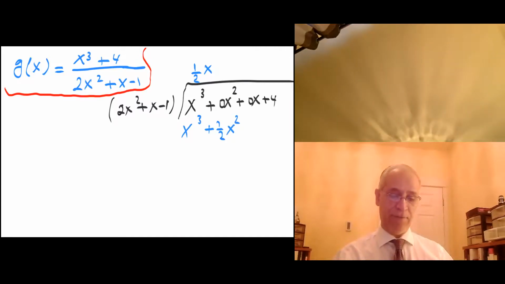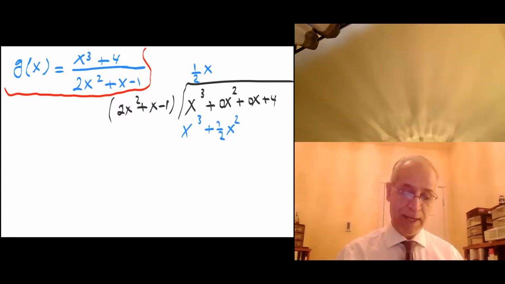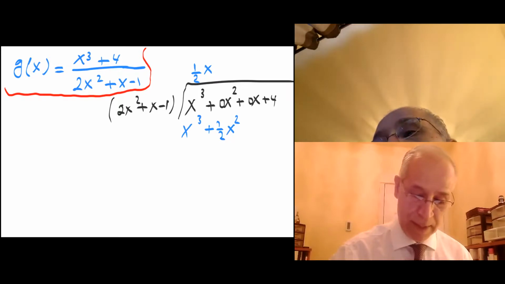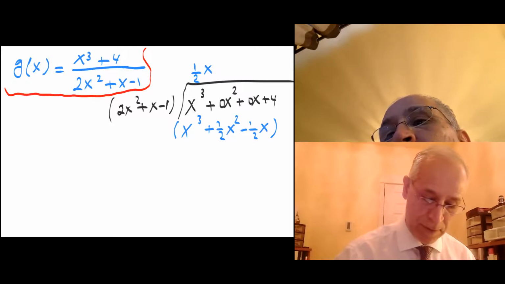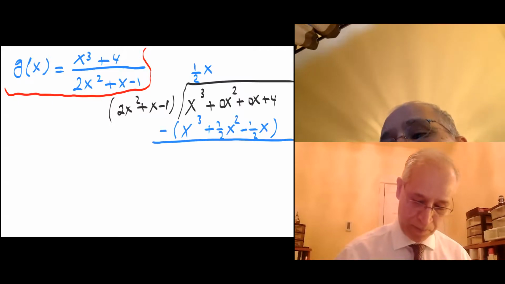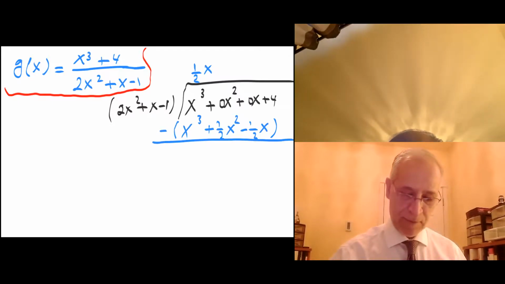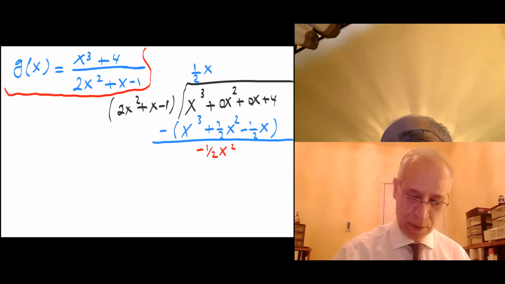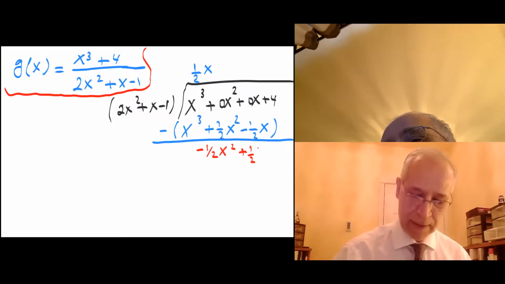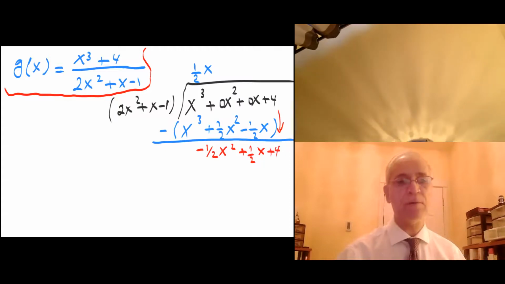And 1/2 x times -1 gives me -1/2 x. So if I subtract this now, this gives me nothing. Then I have -1/2 x to the second plus 1/2 x. And I'm going to bring this 4 down, plus 4.